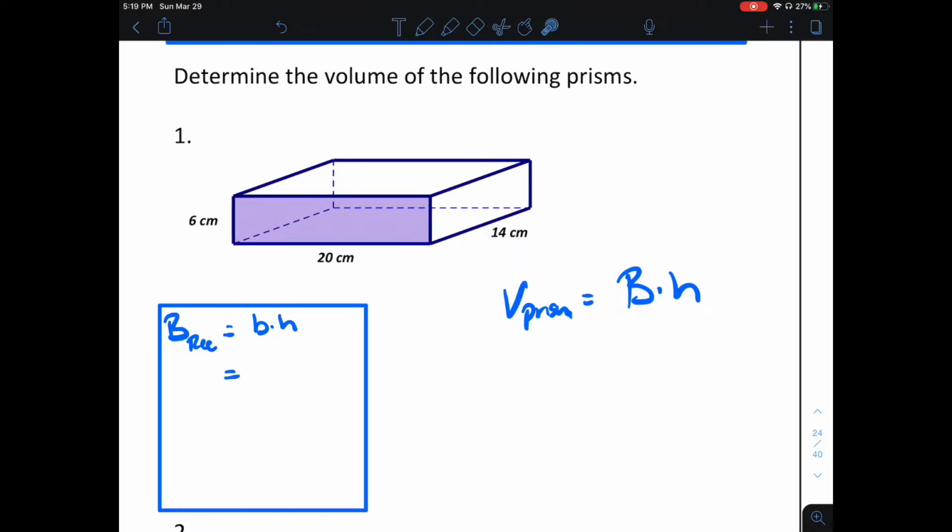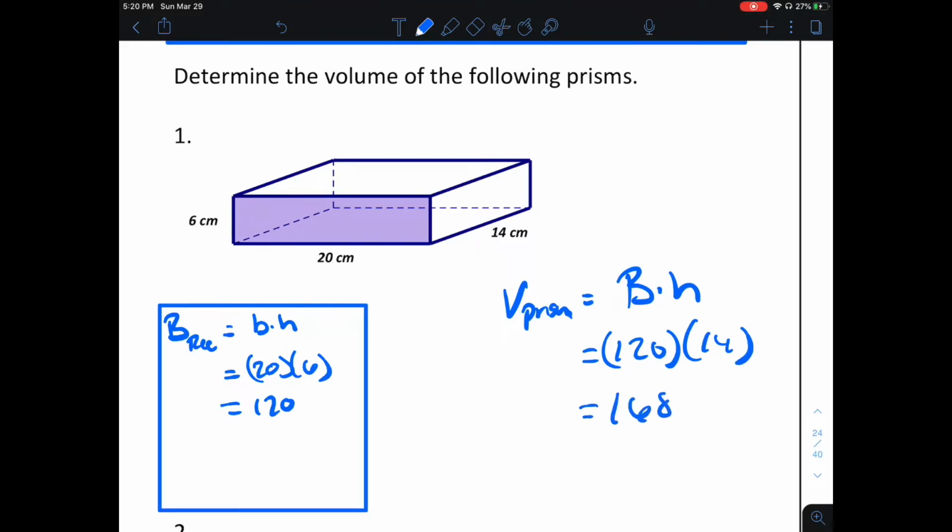So looking at this purple shape, let's say the base is 20 and the height is 6. That's going to give us 120. So the volume of this prism is 120 times the height. Do not assume that height means vertical, because it doesn't. Height, in this case, means the side that is perpendicular to the base, and that is 14 centimeters. 120 times 14 is 1,680. The units we are using is centimeters. Volume is measured in cubes. Let me make sure that that is clear.